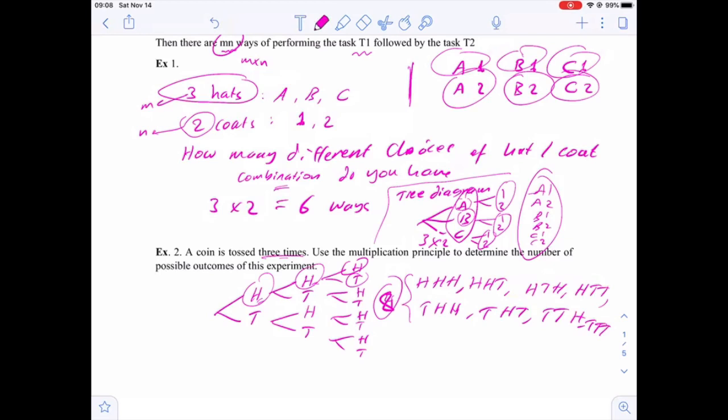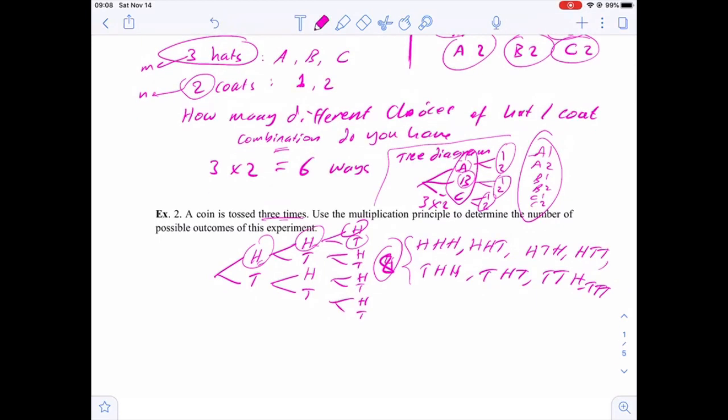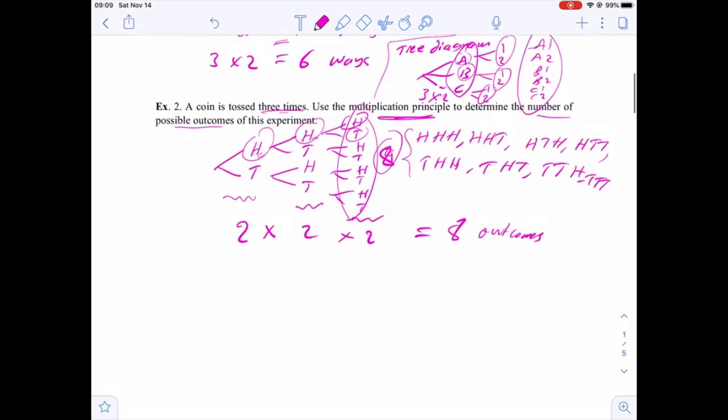But here the question is that you want to use the multiplication principle to determine the number of possible outcomes. So if we want to use that, we ask ourselves in the first task, tossing the first coin, how many possible outcomes? We only have 2. In the second toss, we only have 2 possible outcomes, either head or tail. In the third toss, we only have 2 outcomes, either head or tail. So 2 times 2 times 2 is 8 ways or 8 outcomes. Okay, so this is the multiplication principle.